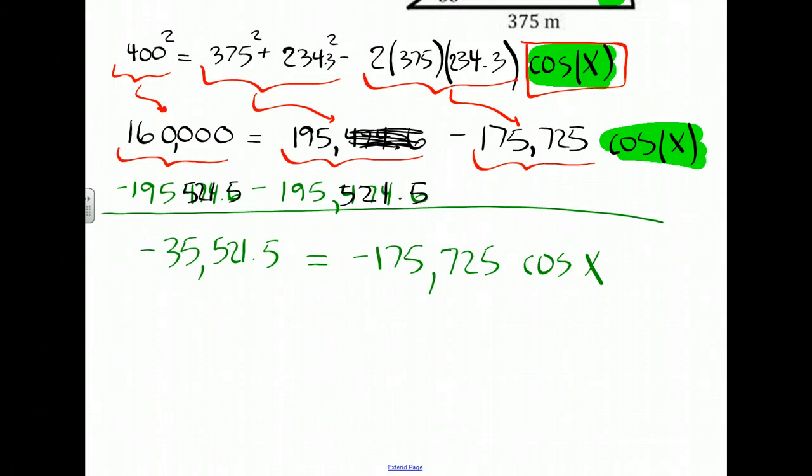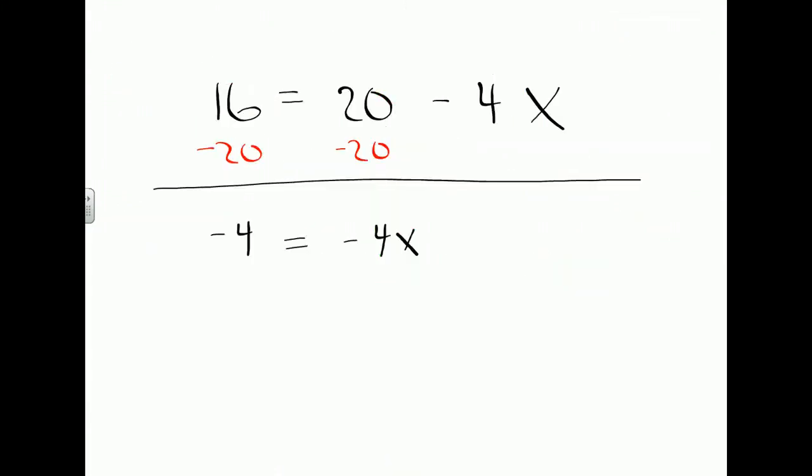Now what do I need to do to finish this? We'll go back to the problem that we were just looking at. What do I need to do to finish this off? Divide both sides by negative 4, right? And then my variable will be all by itself. X is equal to 1.